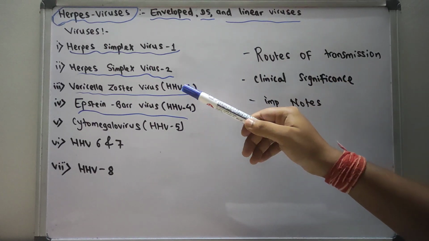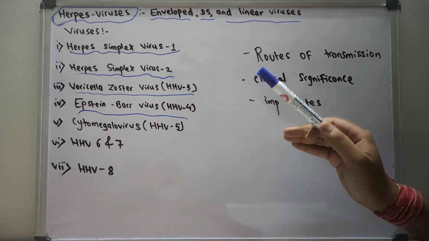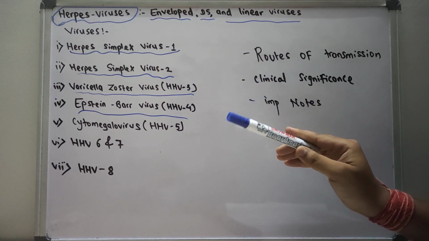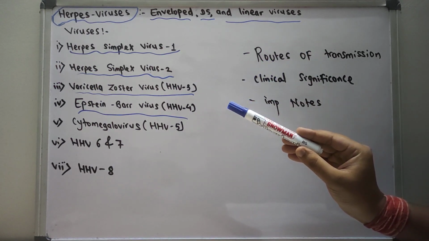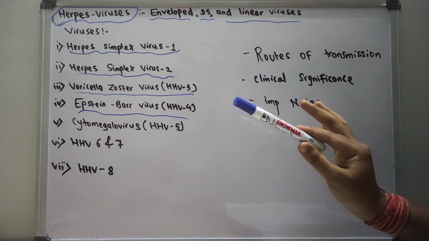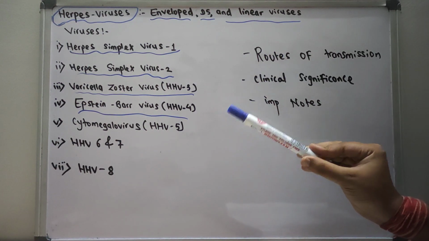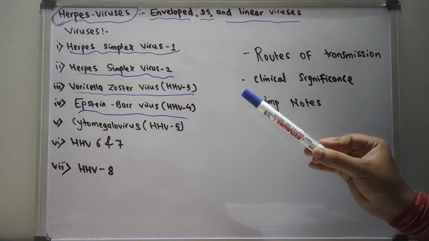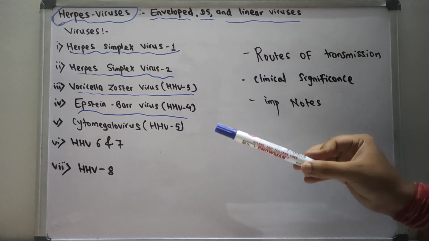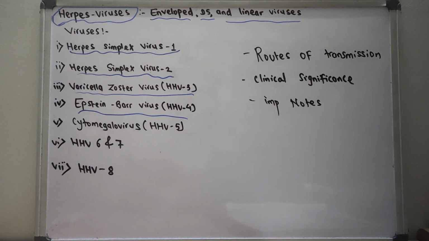And the Epstein-Barr virus is associated with mononucleosis, and it is also associated with lymphomas and nasopharyngeal carcinoma. The lymphoma, especially endemic Burkitt lymphoma, is involved, and nasopharyngeal carcinoma is especially seen in Asian adults, and post-transplant lymphoproliferative disease is associated with the Epstein-Barr virus.